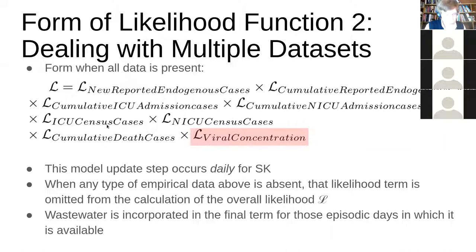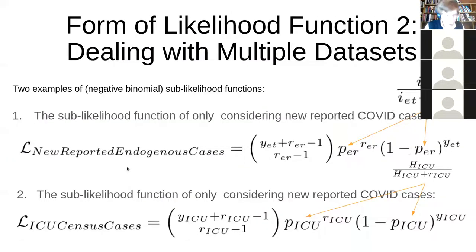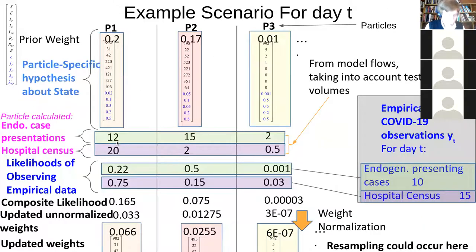So we're saying the value of this, it's this one, I think. This ICU, the hospital census here. If the model thinks there should be 20 and there's actually 15, this would be the likelihood of observing 15 if there's 20, based on the likelihood function we choose. And again, I showed a negative binomial one as one common example. It's our workhorse for those case-related ones, not for wastewater, for example.